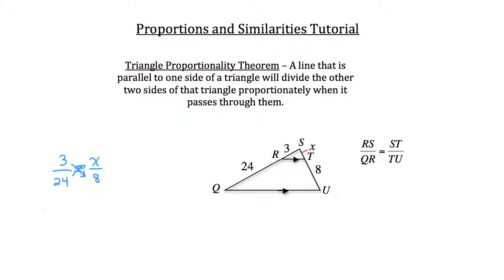3 times 8 is 24, and 24 times x is 24x. So we want to get x alone, so we'll divide by 24 on both sides of the equation, and we'll get 1 is equal to x. So this missing little length over here, side ST, actually has a length of 1.